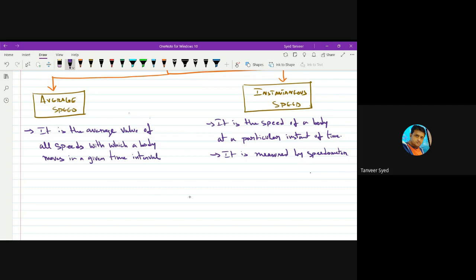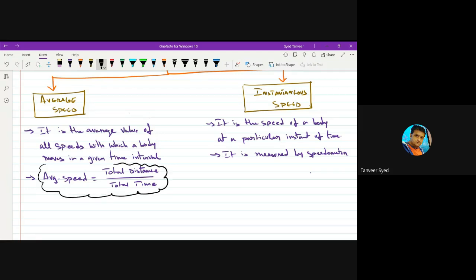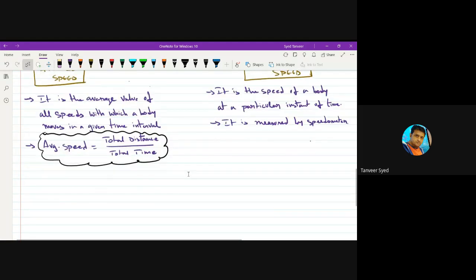How do we measure this average speed, or how do we calculate this average speed? Average speed can be calculated using the formula: average speed is equal to total distance covered by the body by total time taken. Important formula to be remembered. Total distance covered by total time taken is average speed.